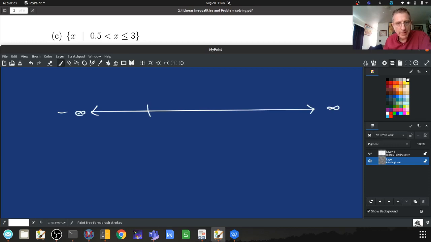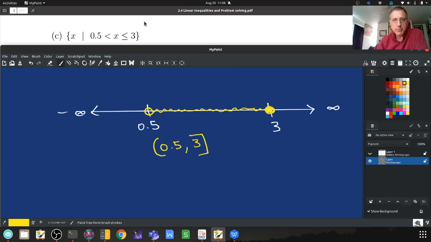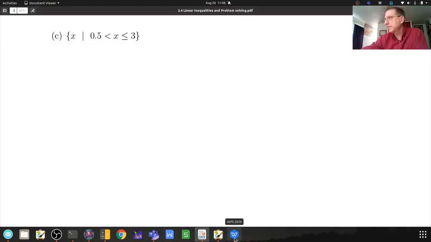So I have 0.5 somewhere and 3 somewhere else. And this is all numbers greater than 0.5, but not including 0.5, but less than or equal to 3. So it's all of this stuff right in here. Interval notation, half open, half closed.